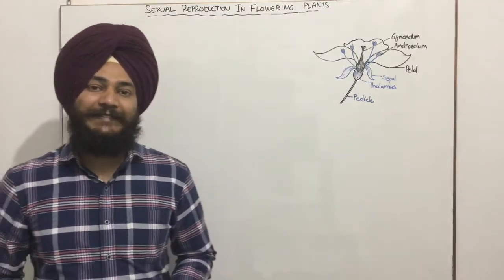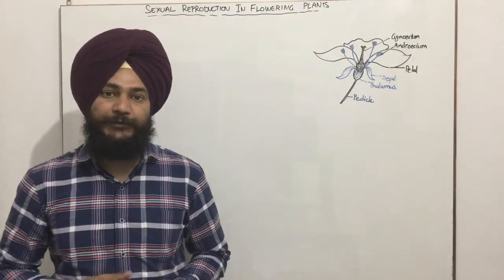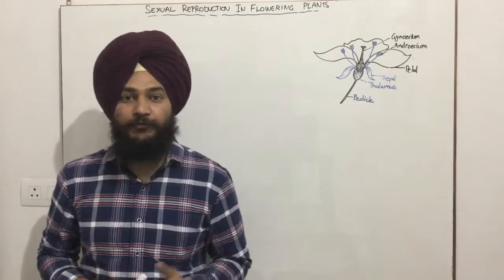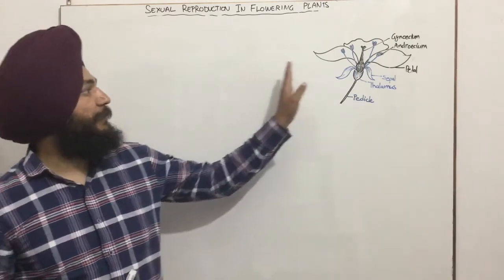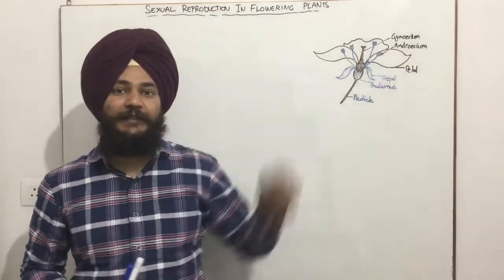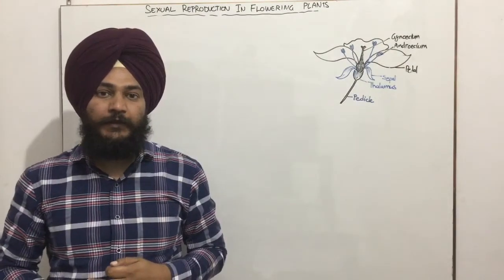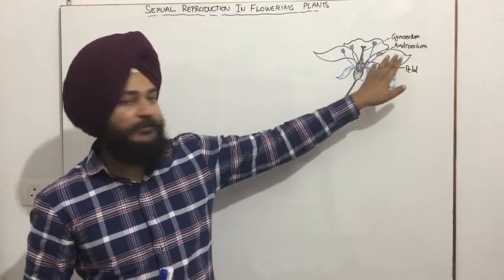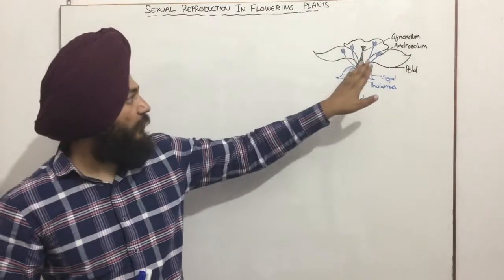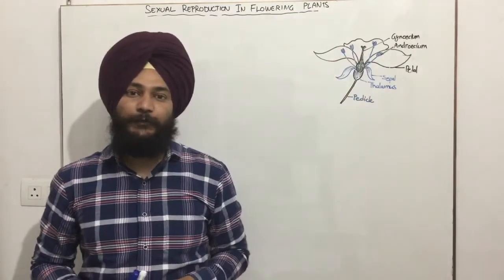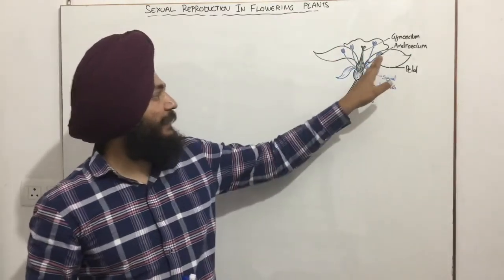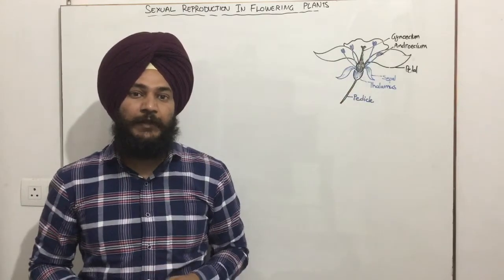First, we will discuss the synthesis of the male gametes. As we know, the synthesis of the male gametes occurs in the androecium, and the androecium consists of one or more stamens. जो androecium है वो एक या एक से ज्यादा stamens का बना हुआ है.